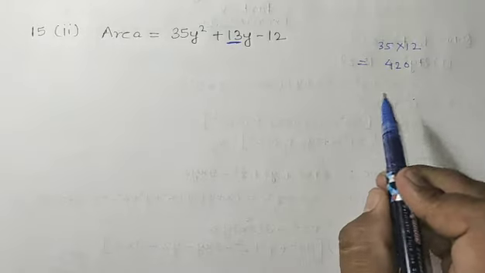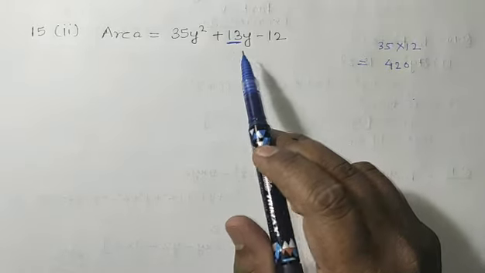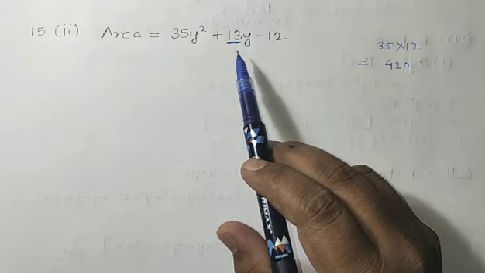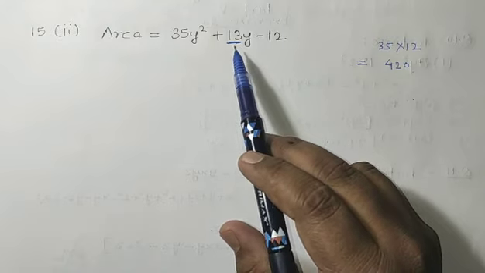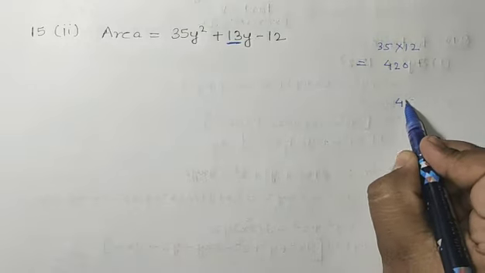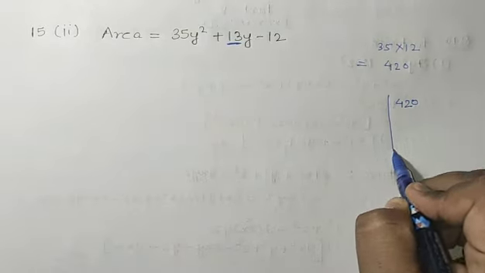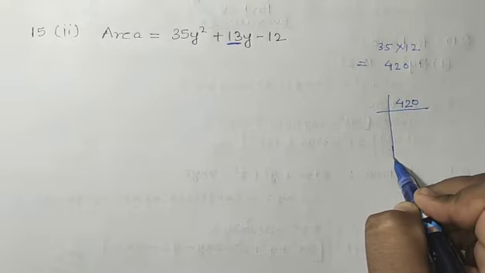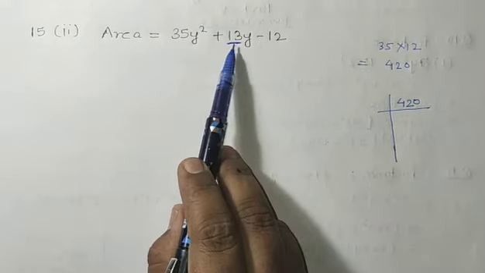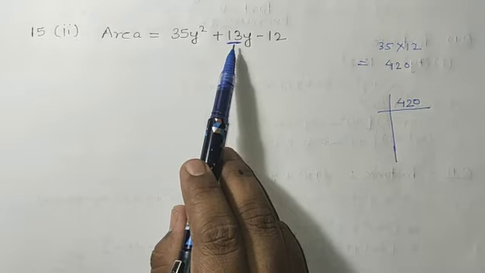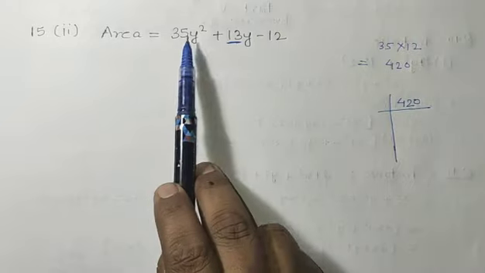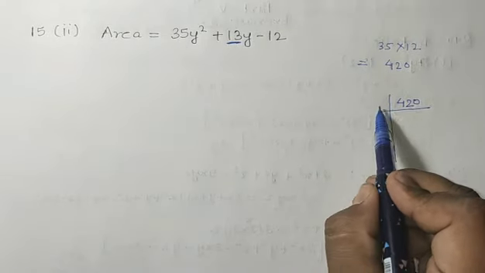See students, whenever the number is larger, you cannot think directly. If you are not very good in calculation, you cannot think the numbers directly. So how can we find them? Just factorize this 420. Whenever you find greater numbers and you are not able to find them directly, just factorize the product. Means 35 into 12, just factorize it.